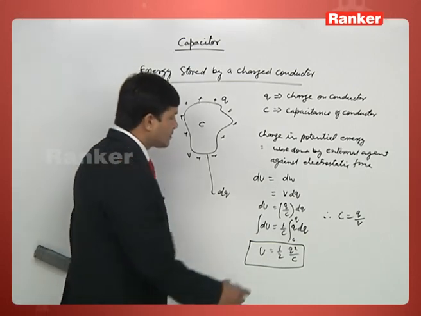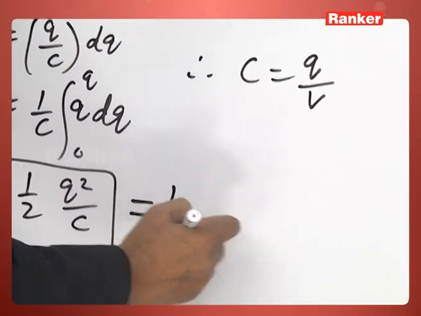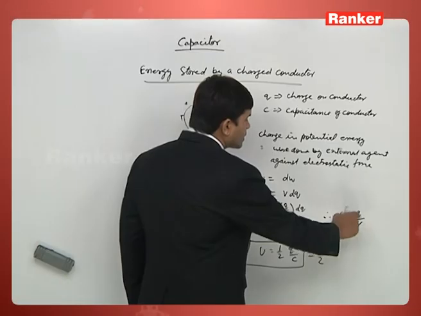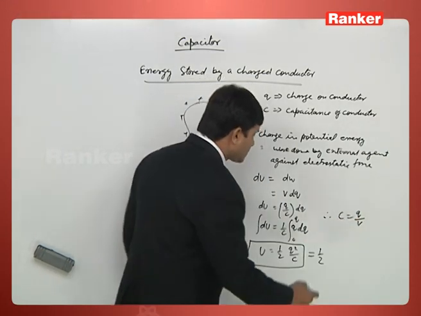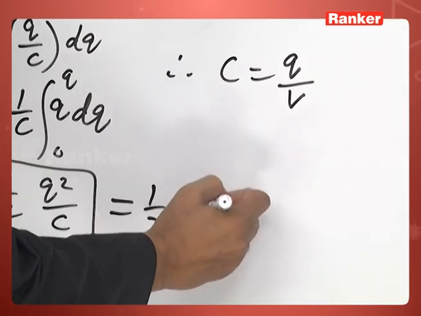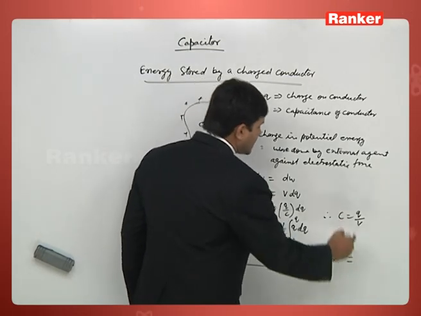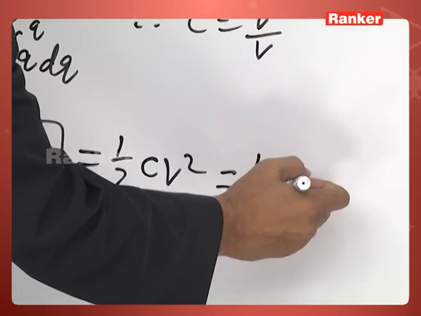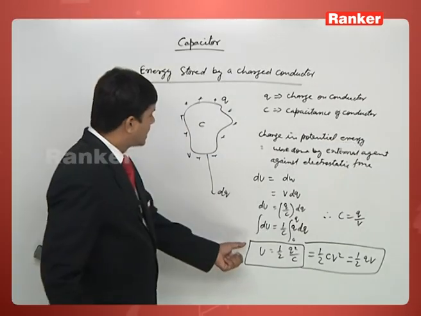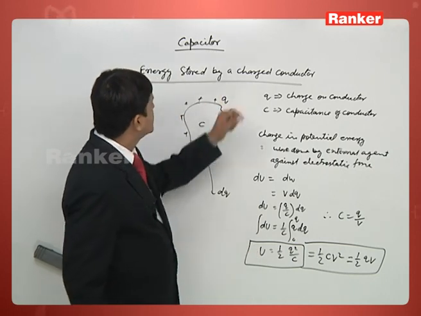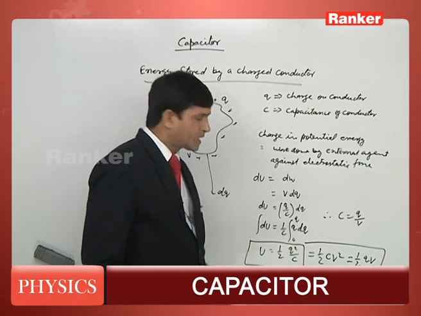And this expression can further be replaced in another form, as C is equal to Q by V. If we want to write it in terms of C and V, U is equal to half CV square, or since Q by C is V, half Q into V. These are all the expressions related to energy stored by a charged conductor in terms of capacitance of a conductor.